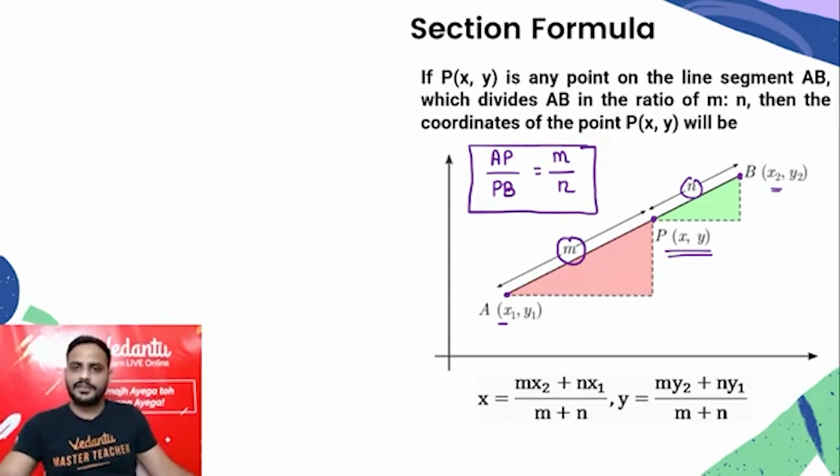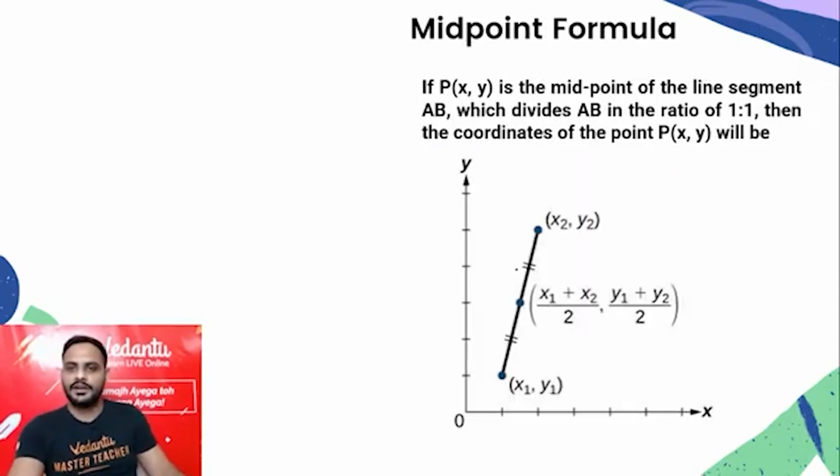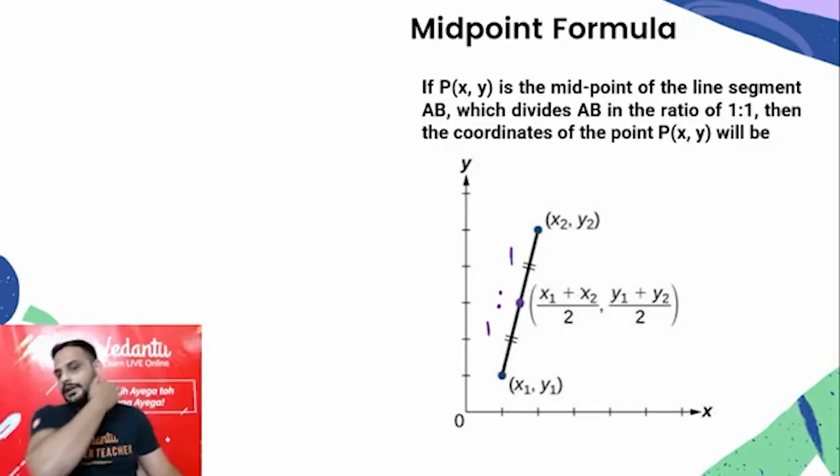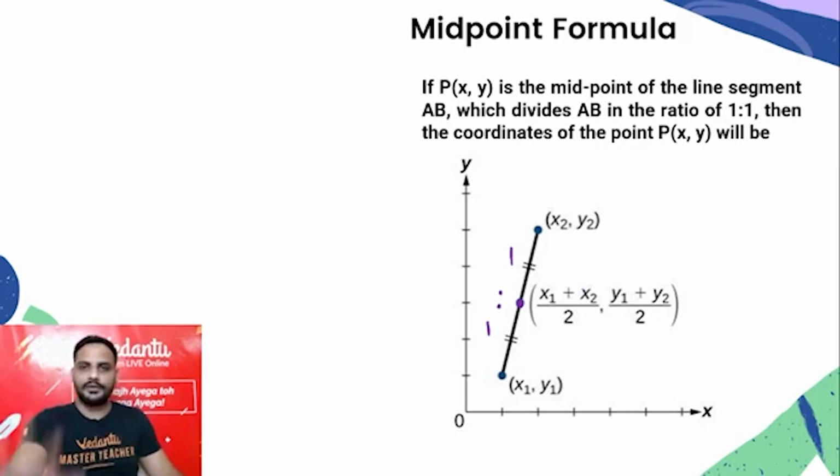Okay, this is your section formula. Now in the midpoint formula, beta, the ratio becomes 1:1. So again if I use the section formula, look, 1 into x2 plus 1 into x1 divided by 1 plus 1, so x1 plus x2 by 2, y1 plus y2 by 2 will be the coordinates of the midpoint under the section formula. So we can directly use this formula if I give you that the point P is the midpoint.